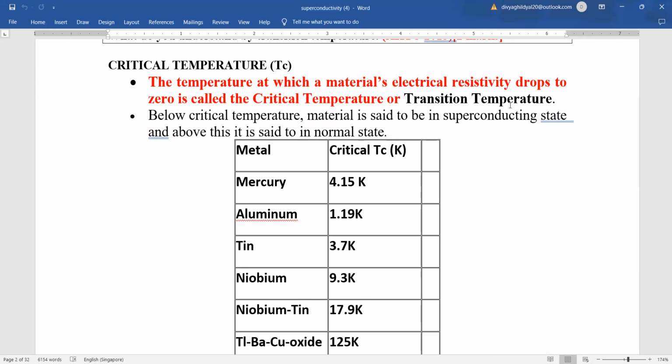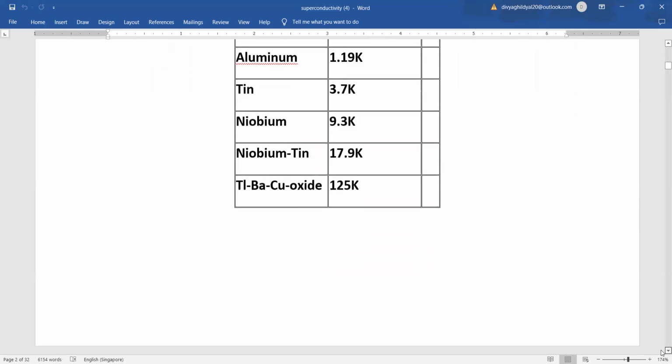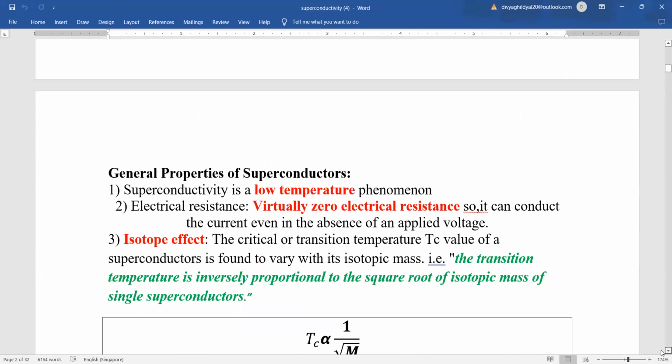It can be for temperature, it can be for magnetic field, it can be for current. In any of these, the change point will be known as critical or transition. Below the critical temperature, the material is said to be in the superconducting state, and above it, the material is normal. For example, mercury below 4.15 Kelvin, aluminium 1.19, tin 3.7, etc. These definitions come in section A as 2 marks.